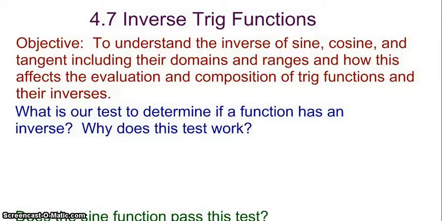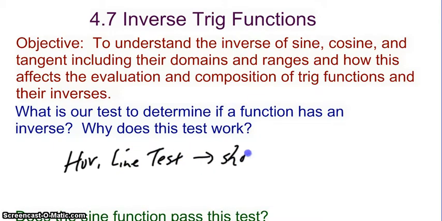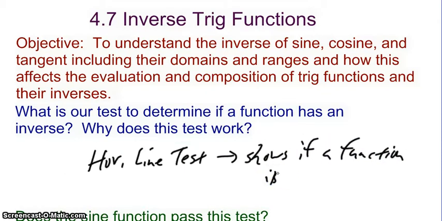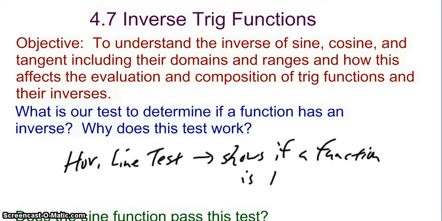Today we're going to talk about inverse trig functions. If you recall from earlier in the year, we found a test for functions to determine if it has an inverse. And we also discovered why it works. Well, the test is the horizontal line test, and it works because it shows if a function is one-to-one. If the function is one-to-one, then it has an inverse.